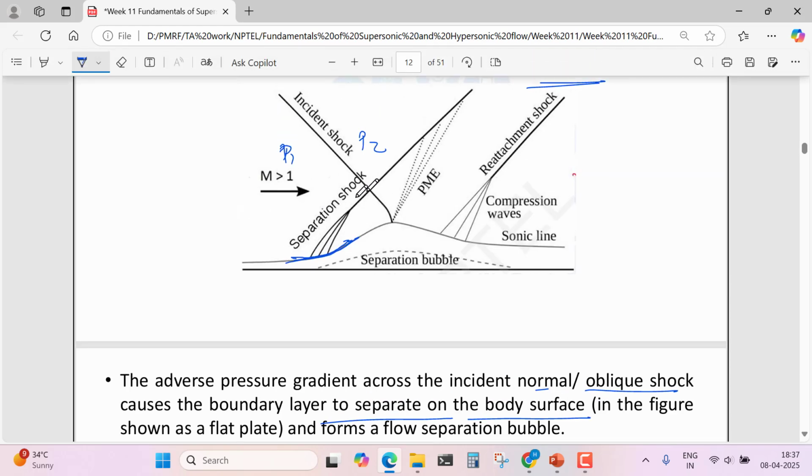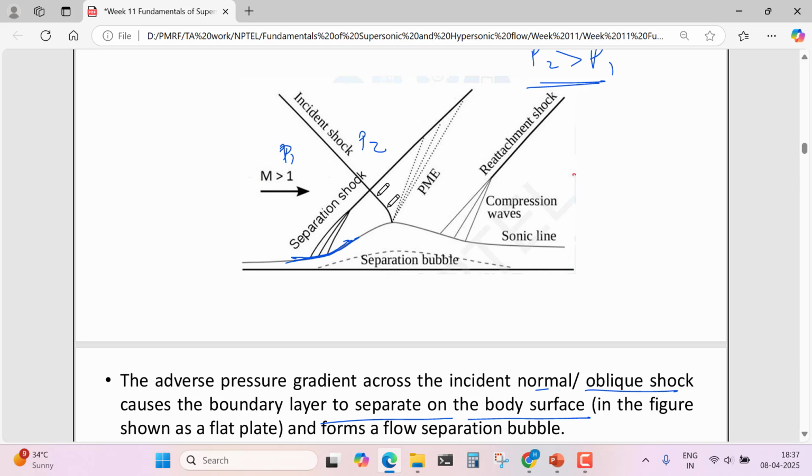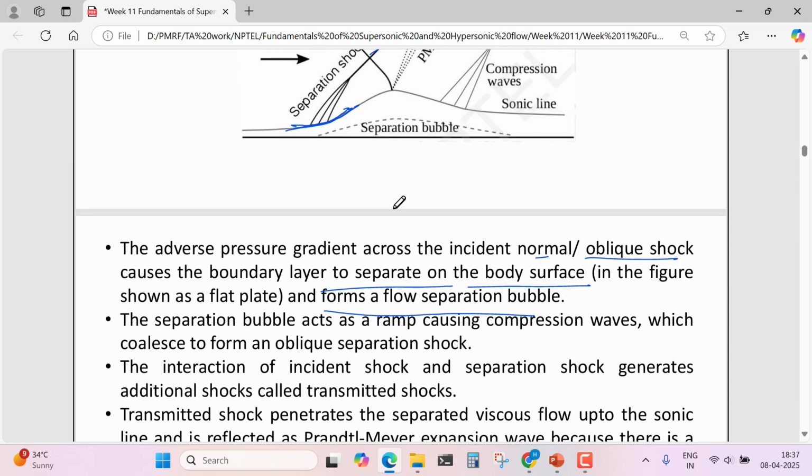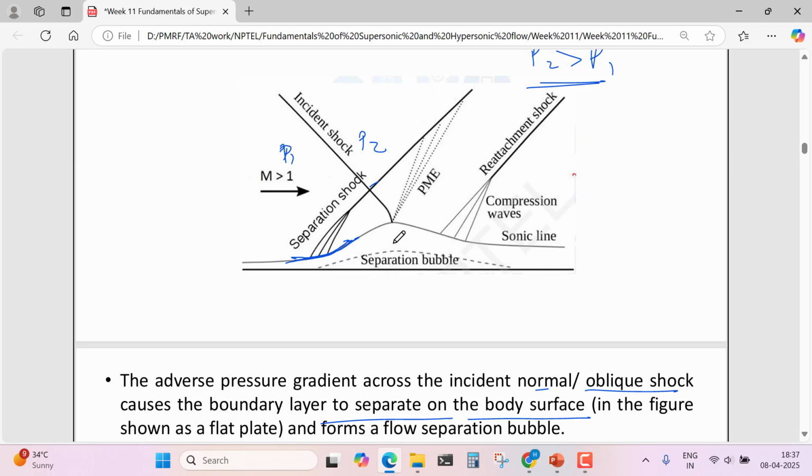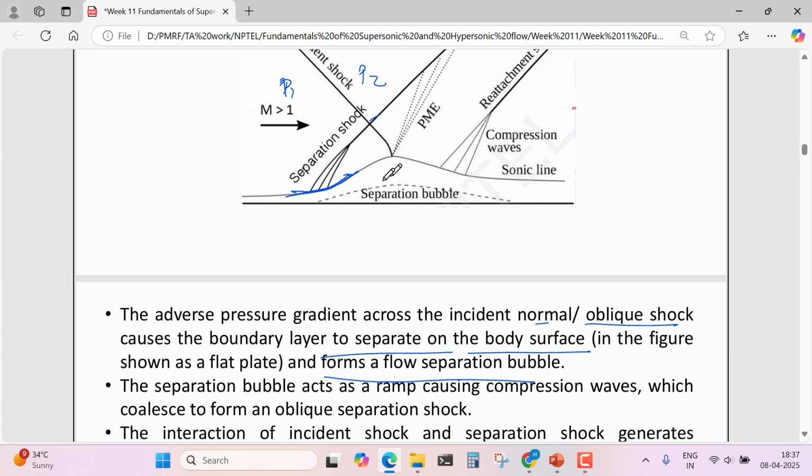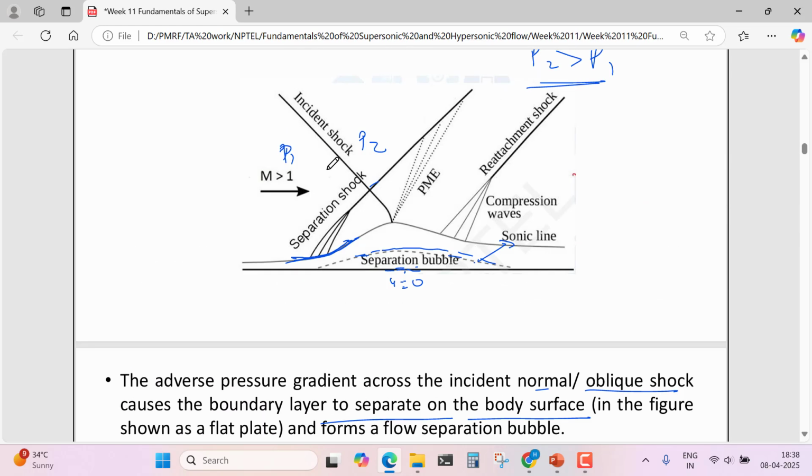The interaction of this incident shock and separation shock will create the transmitted shock. This transmitted shock will penetrate the viscous flow till the sonic line. This is the sonic line, and this is the viscous flow. The transmitted shock will not penetrate till the body, because near the body the flow velocity will be zero due to the boundary condition, and as we move away from the body, its velocity will increase. So there will come a section which is called the sonic line. The shock will go till the sonic line only, and after hitting it, it will reflect and form a Prandtl-Meyer expansion.